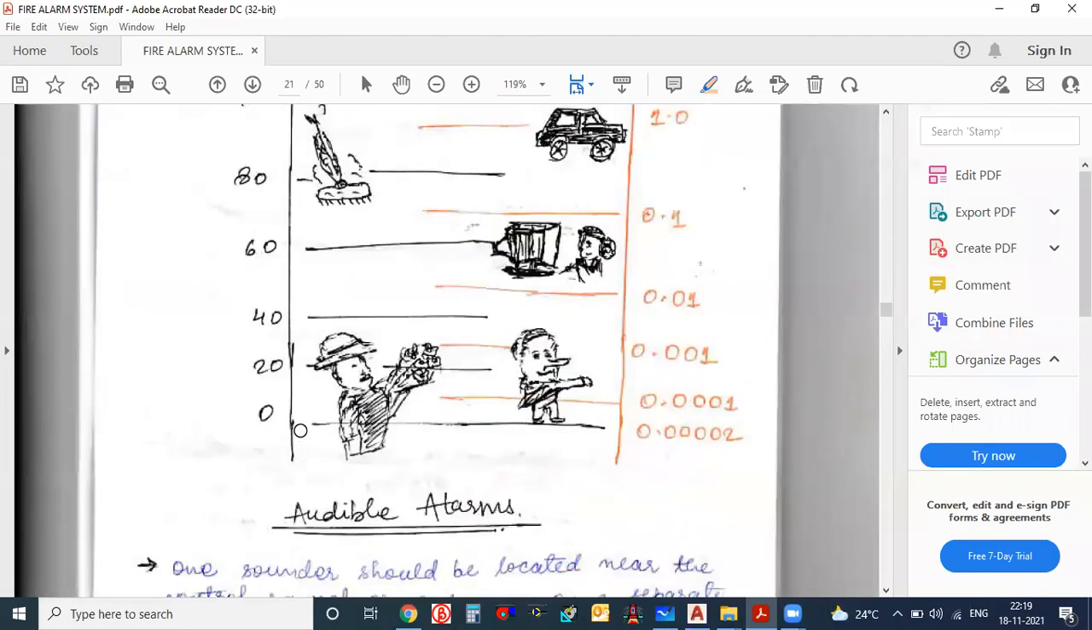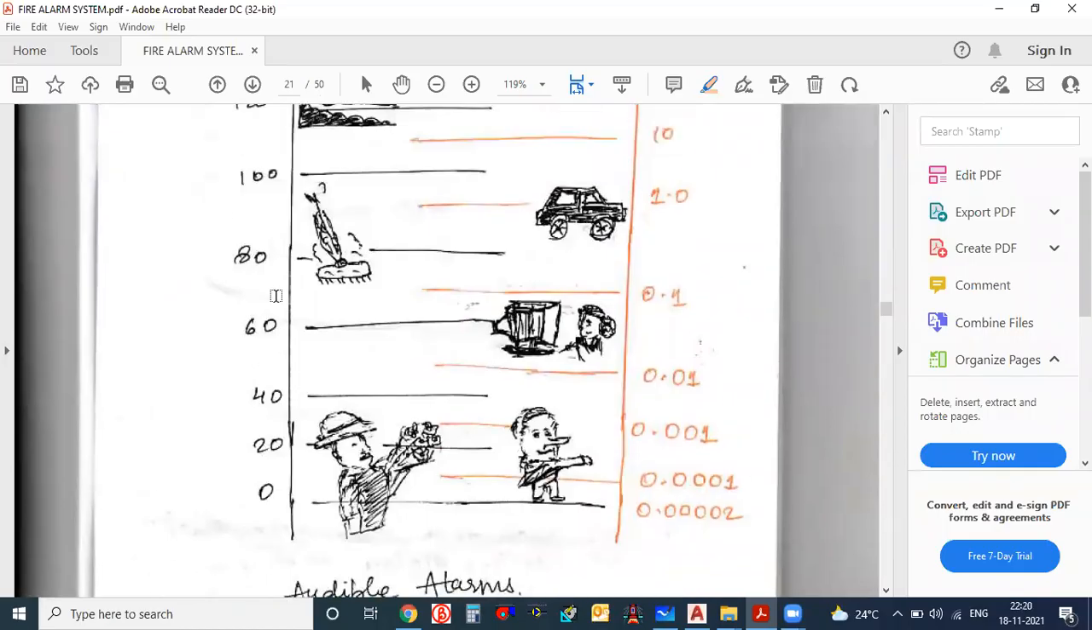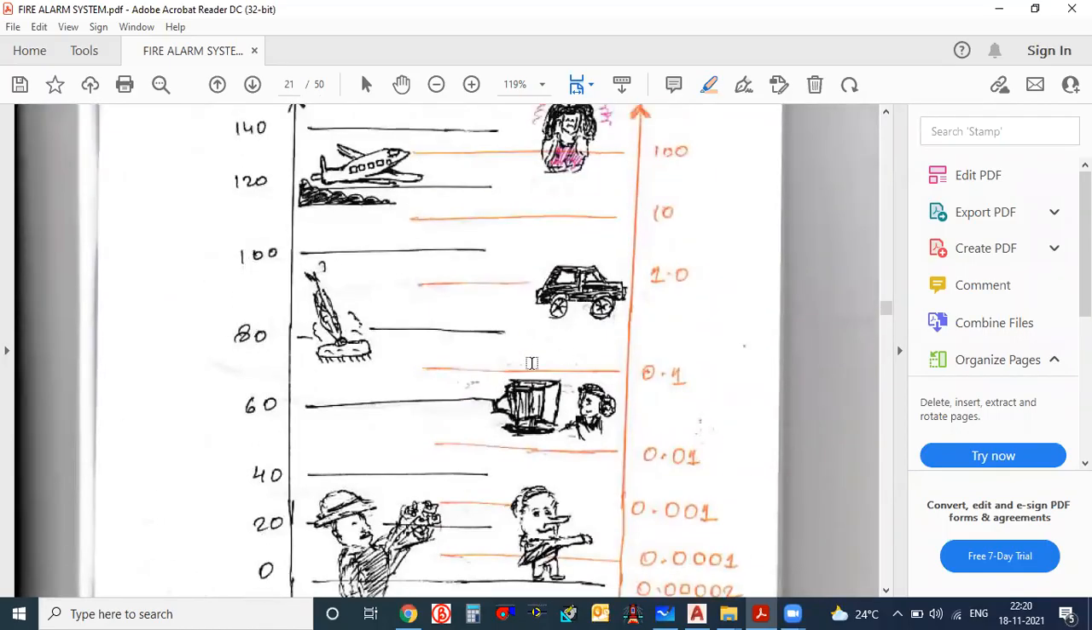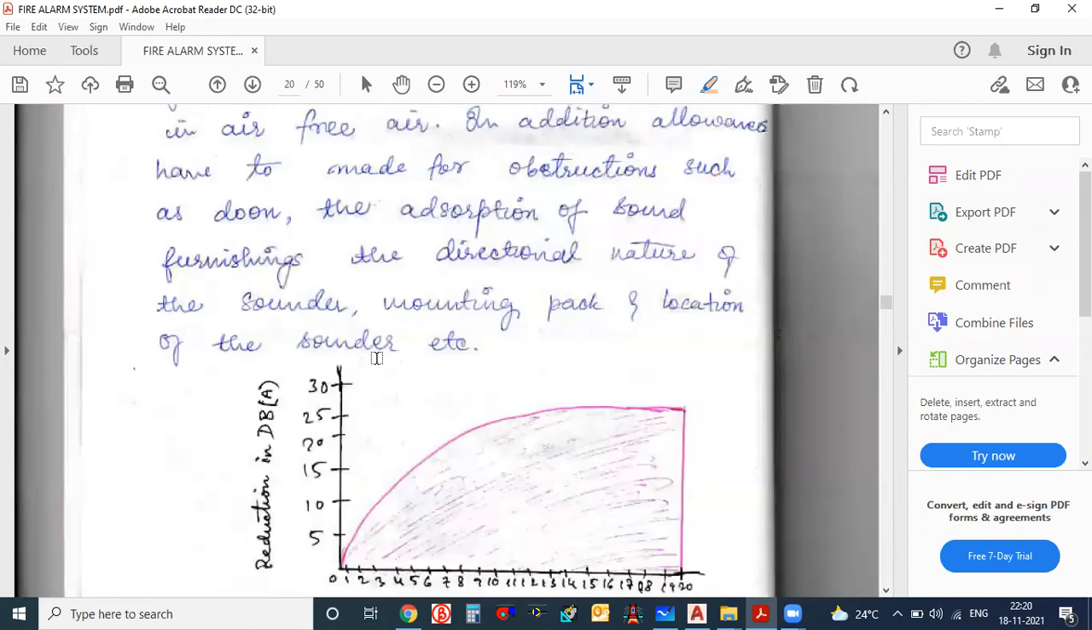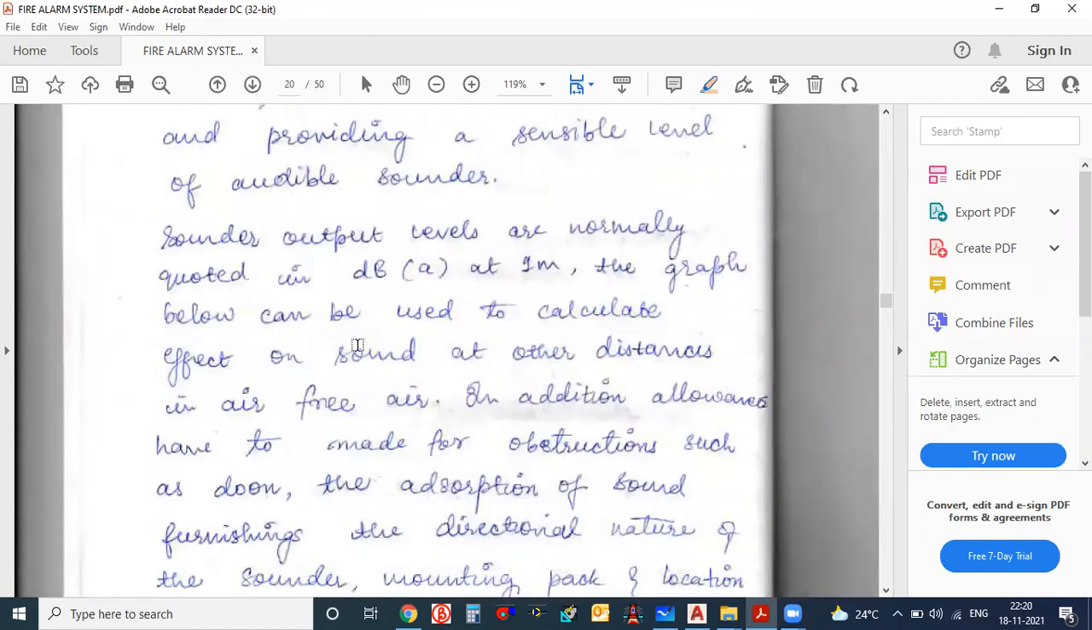Decibel sound pressure. A common listener will have up to 40 dBA. For 60, it is given for a computer. 80 is given for a car. 120 is given for an aeroplane. So these are some decibel sound pressures given here, and something is written here.